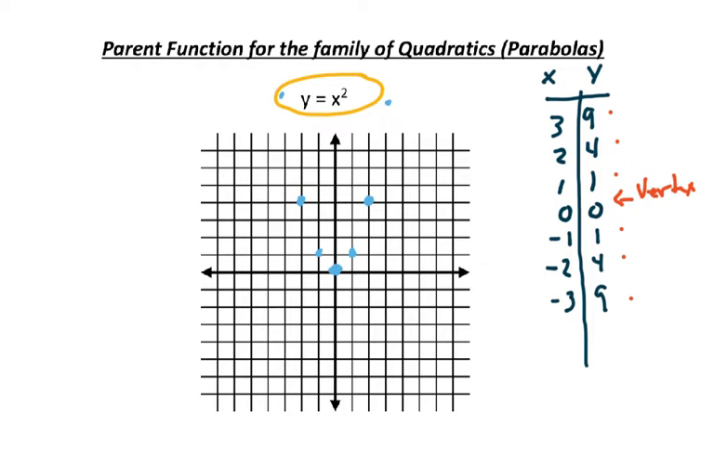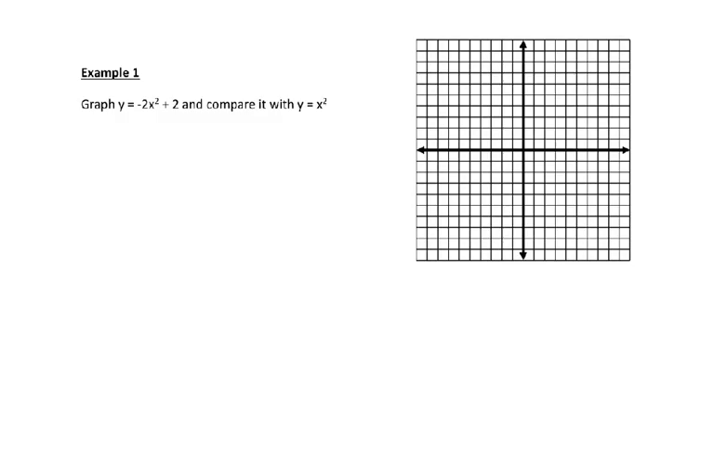So when I go to graph this parabola, I'll do the best I can. This is what it's going to look like. And that is what we call our parent function. Again, remember the parent function is the simplest form of our parabola that you can get. Okay, with that in mind, let's take a look at example number 1.